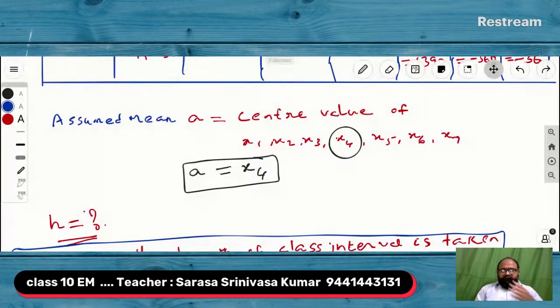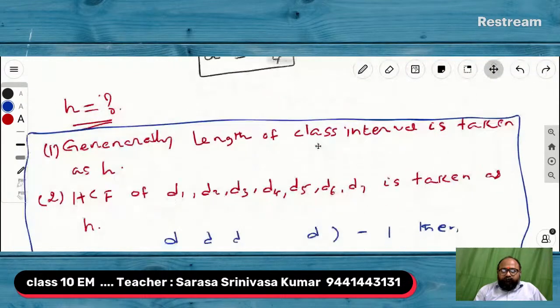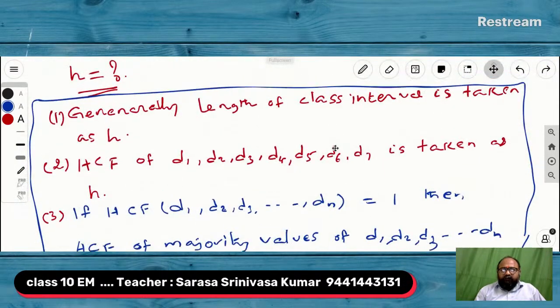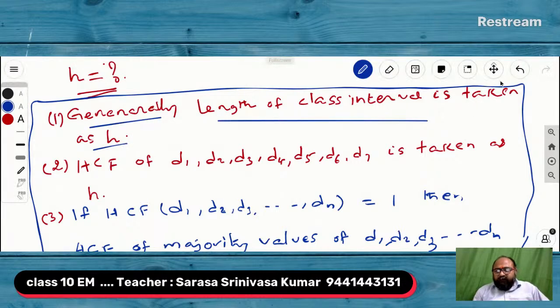Assumed mean A is the center value of x1, x2, x3, x4, x5, x6, x7. So what is the center value among these? x4 is the center value. So the assumed mean is taken as x4. Now what is h? h is generally taken as the length of the class interval.